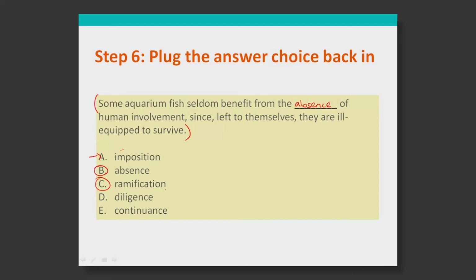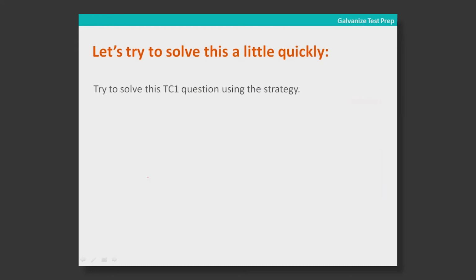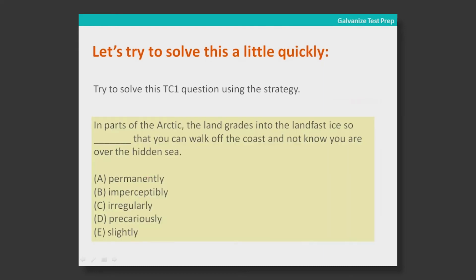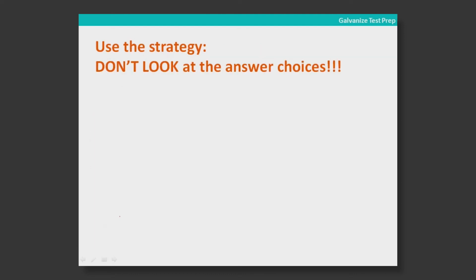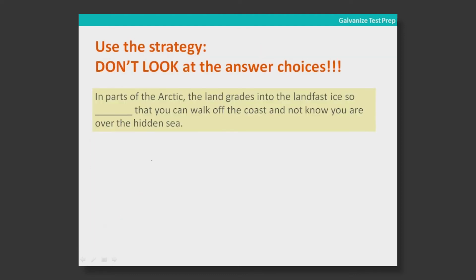We bring in that assumption and we fall for a trap, which is why we recommend following these steps. So if you're clear on the steps, let's take a quick look at one more TC1 question to make sure you're comfortable. So we have a typical question here. Again, one sentence, one blank, 5 answer choices. We're going to hide the answer choices so we don't fall for any tempting ones.